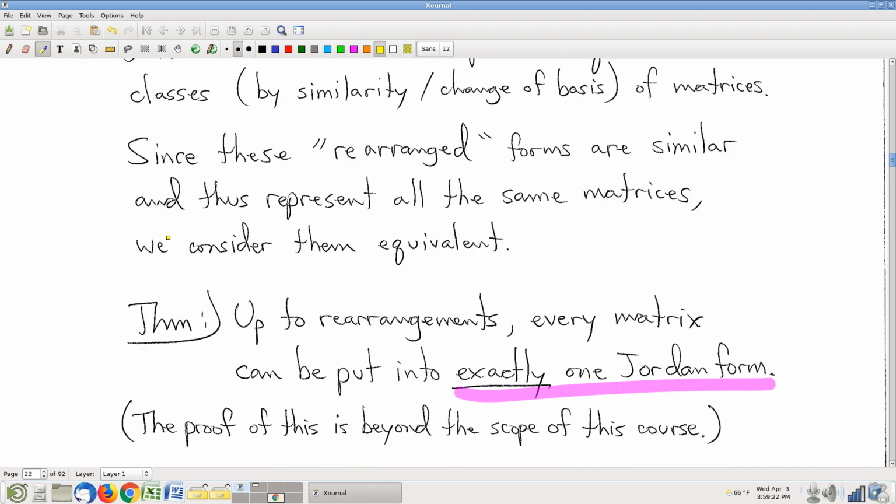With that in mind, here's what I can say. It's not true to say every matrix has one Jordan form, but other than rearrangements, ignoring rearrangements, as previously discussed, obviously those are similarities, so of course. Other than that, every matrix has exactly one Jordan form. So rearrangements are the only way that a matrix can have more than one Jordan form. All right, so that's a big result.